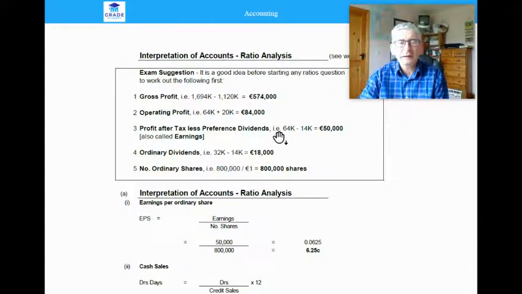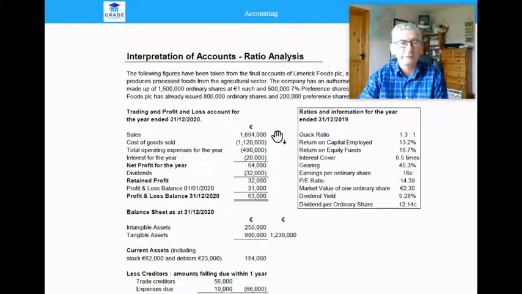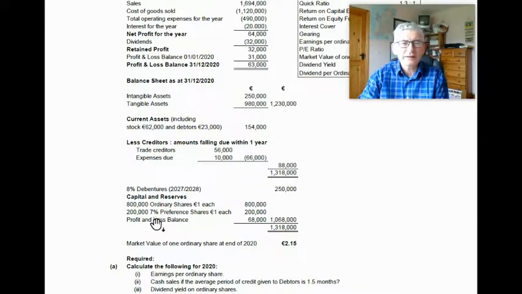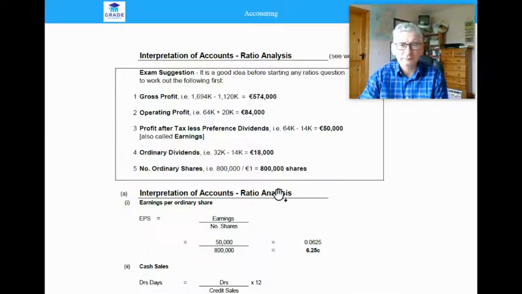Now, your profit after tax, well, there's no tax, so your profit after tax is the same as your profit before tax, which is 64,000. How do we work out our preference dividends? Well, our preference dividends is 7% of the issued preference share capital. So 7% of 200,000 is 14,000. That leaves you with a figure for earnings of 50,000.